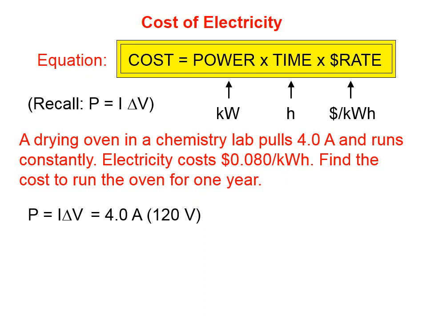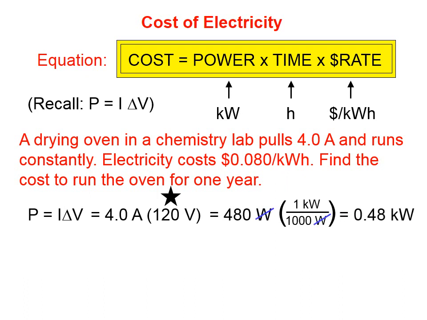The current is 4 amps. We're going to assume that we plug the oven into a standard outlet, which we're supposed to memorize has a 120 volt pressure difference. That's a power of 480 watts. But to use the power in the equation at the top of the screen, we need kilowatts. So 1 kilowatt is 1,000 watts. So I'm going to convert that into kilowatts, 0.48 kilowatts.